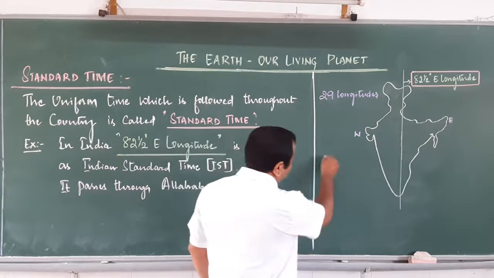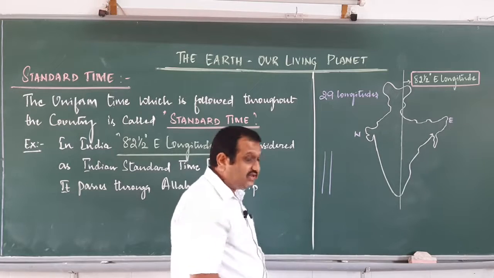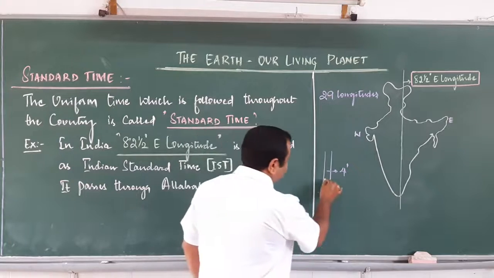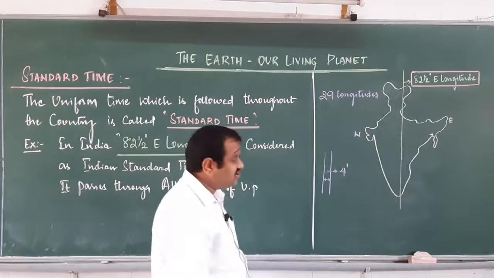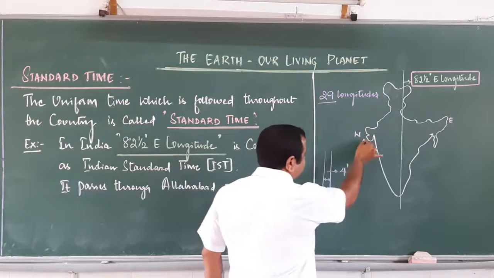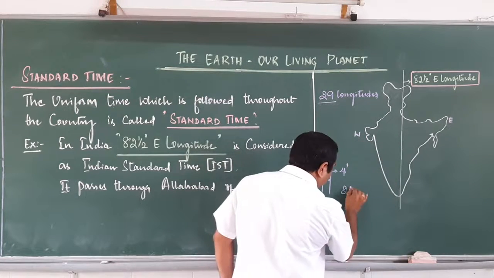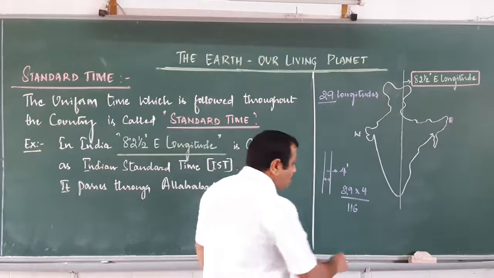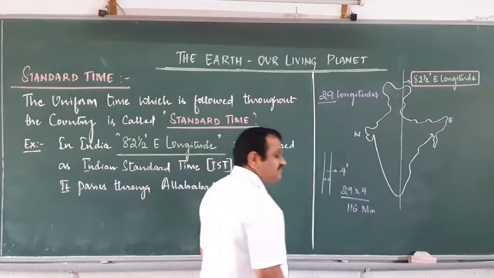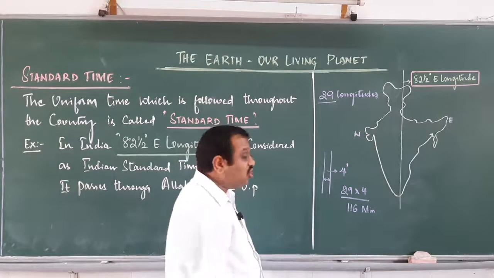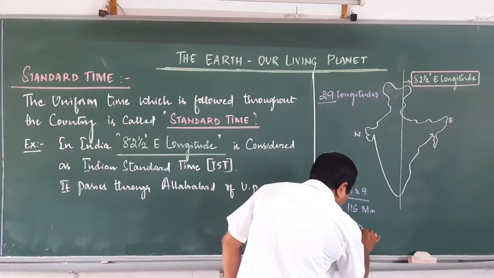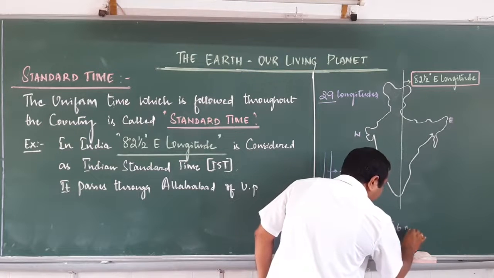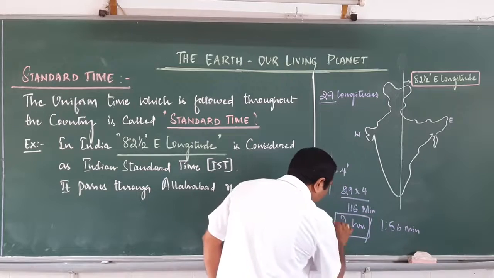From one longitude to another longitude, as I told you in my previous class itself, there is a gap of how many minutes? 4 minutes. Just imagine 29 longitudes that pass from east to west. So 29 into 4, 116. 116 what? Minutes. 116 minutes is almost equal to 2 hours. That is 1 hour 56 minutes, which we round up to almost 2 hours.